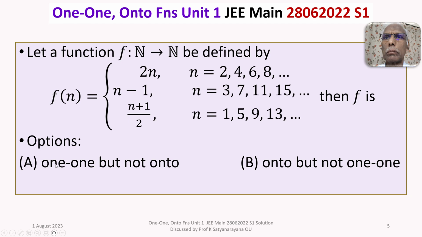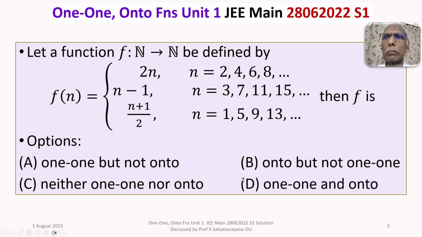Option A, one-one but not onto. Option B, onto but not one-one. Option C, neither one-one nor onto. Option D, one-one and onto. So we are given a function f from the set of natural numbers to itself defined like this. Then we have to discuss its one-one and onto nature and find the correct option from these four given options.